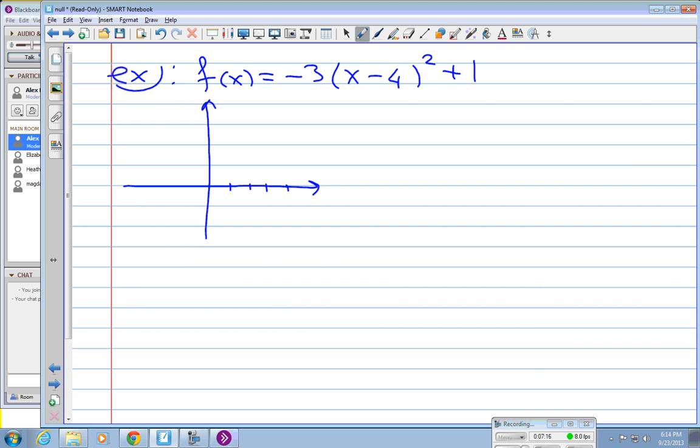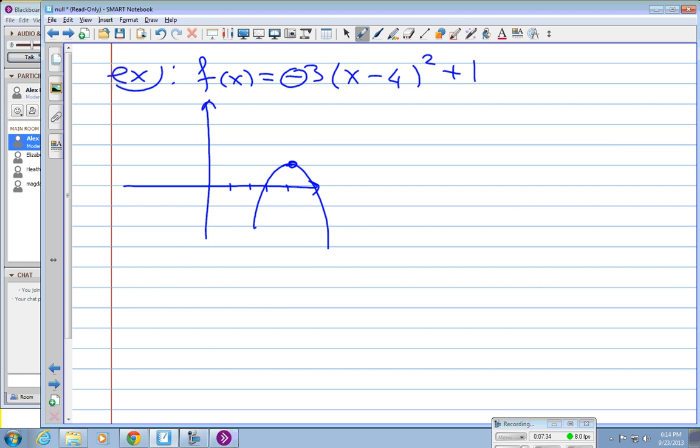So go to the right, flip it, and then go up 1, right? So it looks something like that. I'm being very careless about the x-intercepts. The negative in front flips the graph over the x-axis.